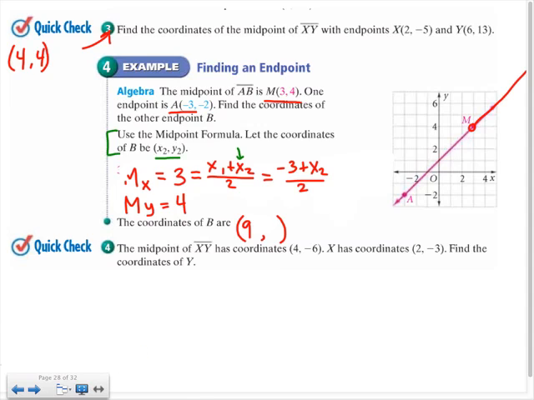So that I have a little bit more room to work on part 2, which asks me to find the y-coordinate. I'll take the same approach. I know that 4 is the average of the two y-coordinates. And I know that the y-coordinate for point A is -2. I don't know the y-coordinate for B, so I'm going to keep that y2. And to find the average of those two numbers, I've got to divide by 2.